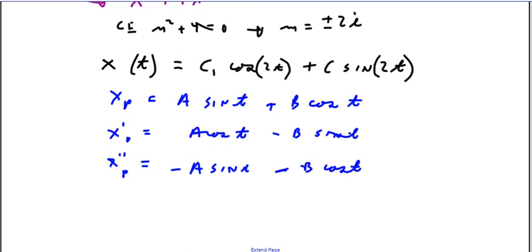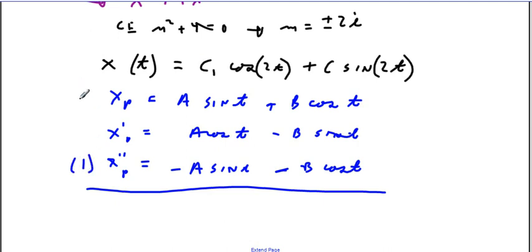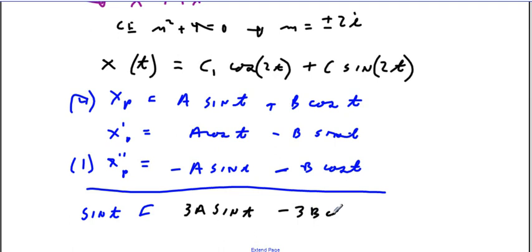And I want one of those guys and I want 4 of these guys. And when I get done, I want to have sine. Okay, so 4 minus 1 is 3, 3a sine. 4 minus 1 is 3, 3b cosine. So b has to be 0 because there is no cosine over there, and a had better be 1/3.